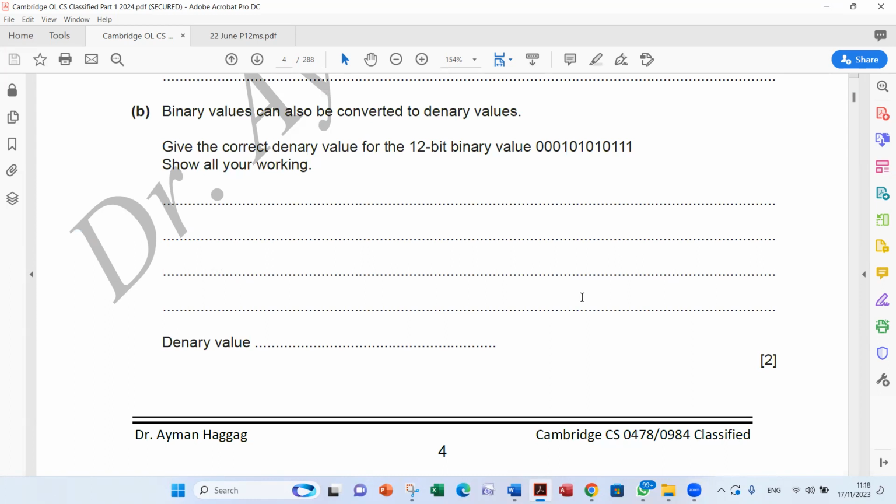Binary values can also be converted to denary. Now we are asking you to do the opposite. Give the correct denary value for the 12-bit binary. Now it is 12, so you have to put weights 1, 2, 4, 8, 16, 32, 64, 128. What's else? 256, 512, 1024, 2048. Okay? And show your working and give the denary value, and it is worth 2 marks.